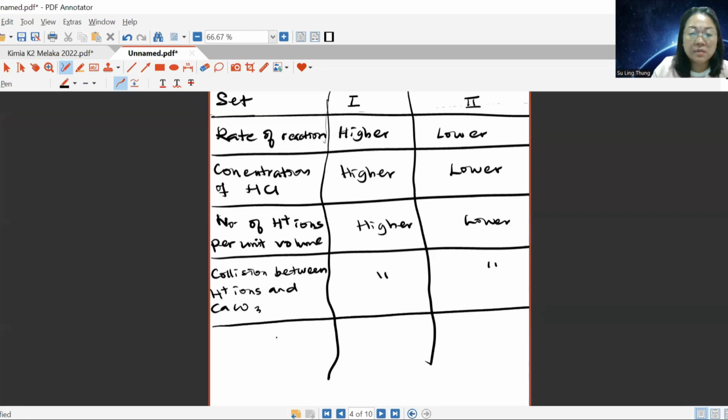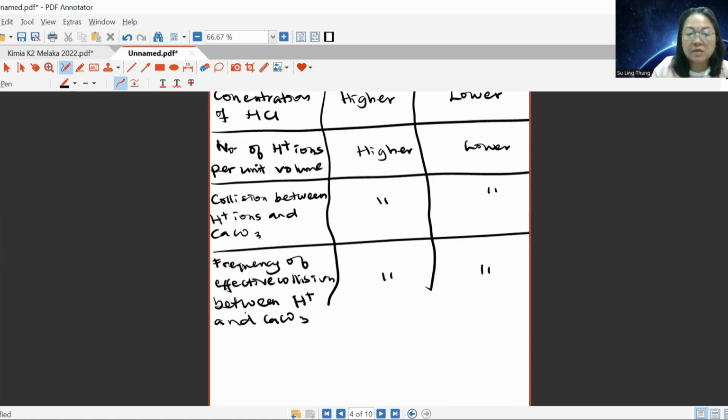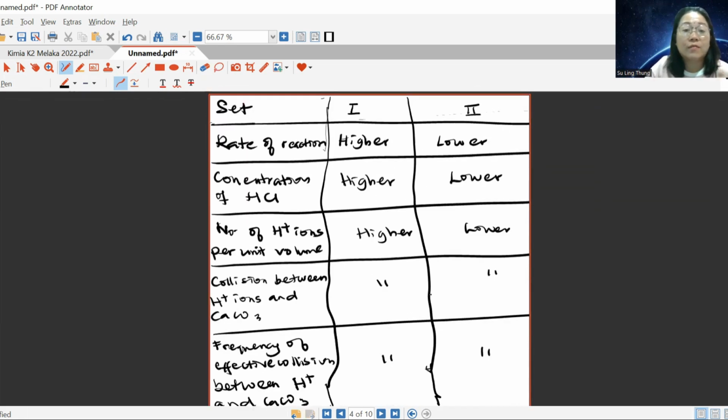As a result, the frequency of effective collision between H+ and CaCO3 is definitely higher in set 1 compared to set 2. So if you see here, if you were to use table, it's so much easier because why? You sum everything up in column 1, which is basically the title for the entire table.